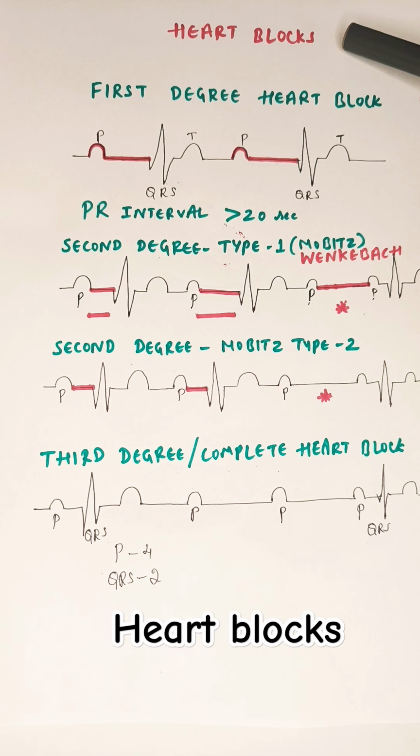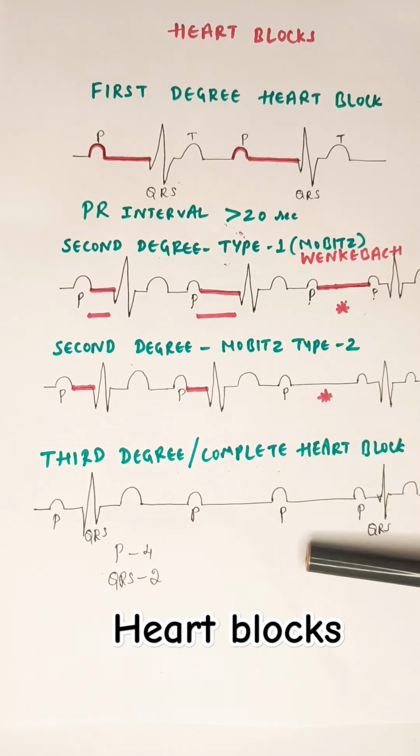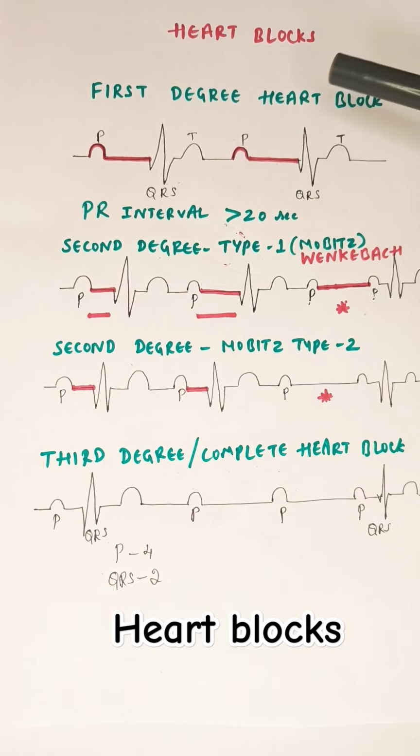Heart blocks. Heart block is an abnormality in the electrical conducting system of the heart. So it is classified into three main types based on the severity. First degree heart block, there is a delay in conduction of impulses through the AV node.